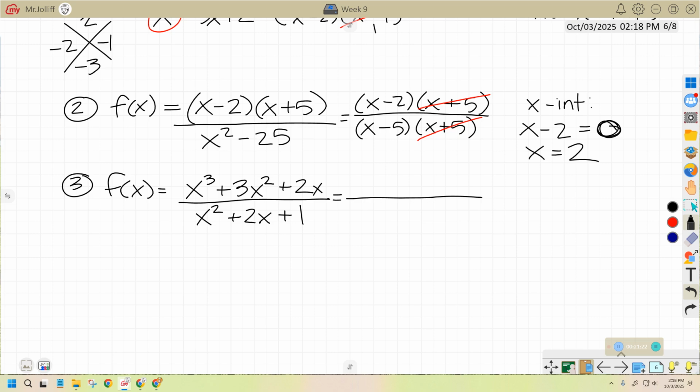Starting with the numerator, what can I pull out that they all have in common? They have an x in common, which is going to leave me with x squared plus 3x plus 2. What are the factors of x squared plus 3x plus 2? 2 and 1. Very good. X plus 1, x plus 2. Perfect.